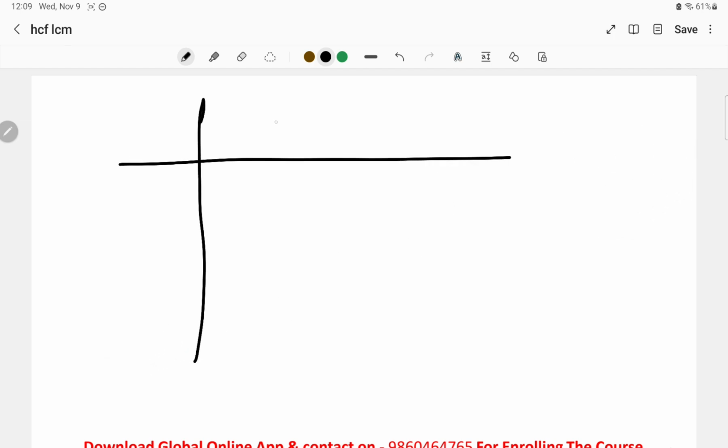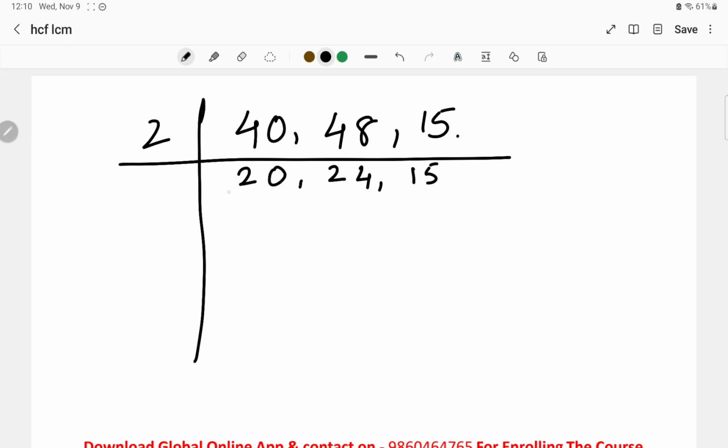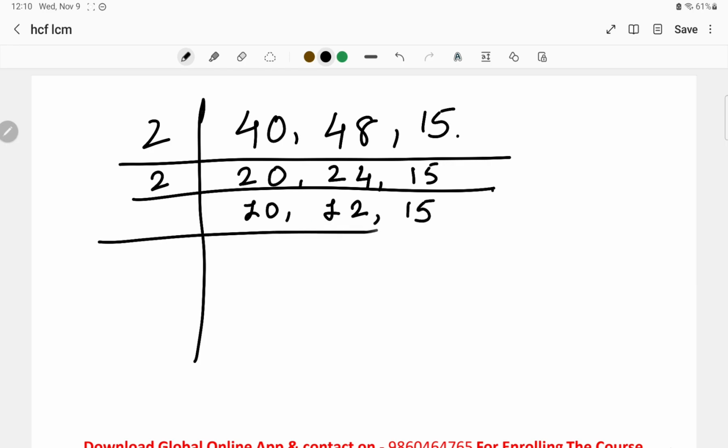I'll take 3 numbers. Consider I'm taking here 40, 48, and 15. To calculate this LCM, I'll start with the least number, that is 2. 2 can divide 48 also and 40 also, but not 15. Totally fine. So let's go with this. 2 2s are 4, 2 4s are 8, 15 as it is. Once again, 2 10s are 20, 2 1s are 2, 2 2s are 4, 15 as it is, right? Again, 2 5s are 10, 2 6s are 12, 15 is okay.